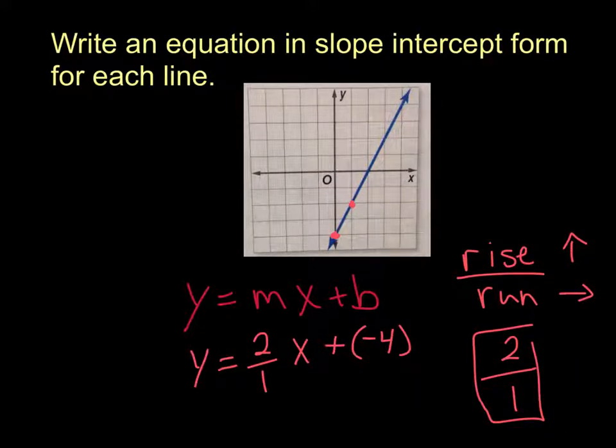And the last thing we're going to do is just clean up this equation, right? We know that 2 over 1 is the same as 2. So y equals 2x, and then plus a -4 is the same as -4. So there it is.